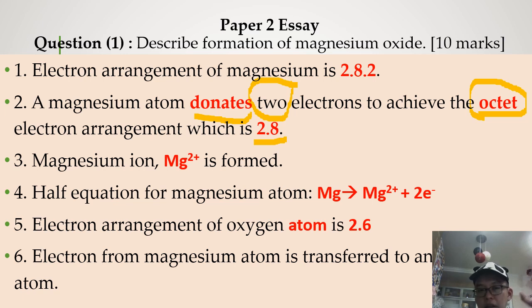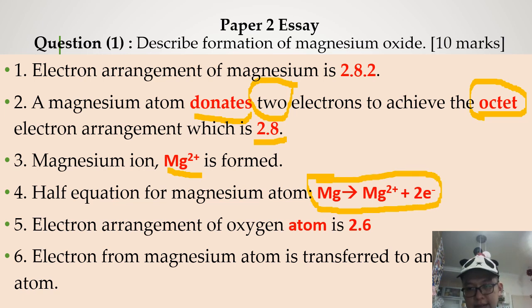Okay, you explain very well, very easier to understand, and show the electron arrangement. Magnesium ions 2 plus is formed. So you will show the half equation like just now we learned. Magnesium donate 2 electron become magnesium 2 plus.